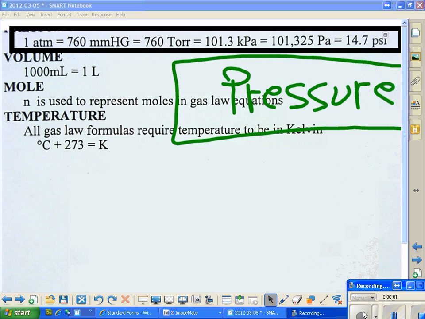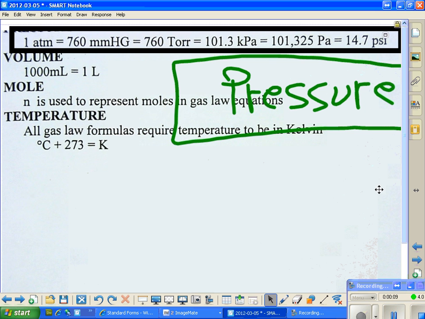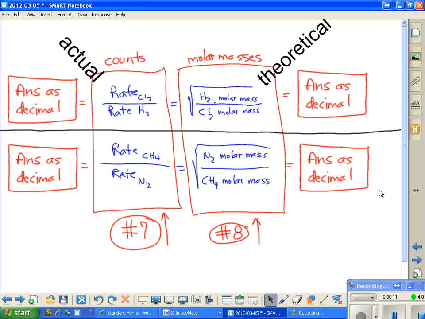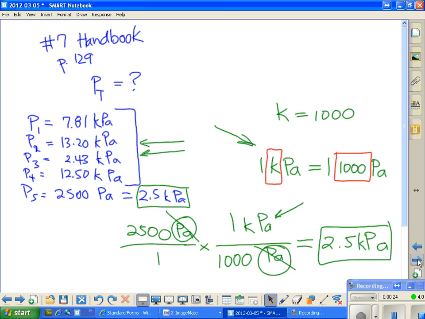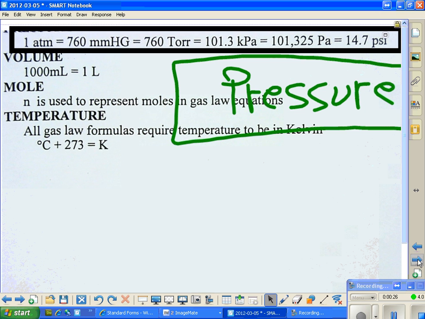Part of the do now today was being able to convert from one unit of measure to another. If we go back to the do now section, you'll see that we're asked to take 2.75 atmospheres, change it to pascals, and then change that into torrs. We'll do a little video here on how that's going to work. I'll give you an example.